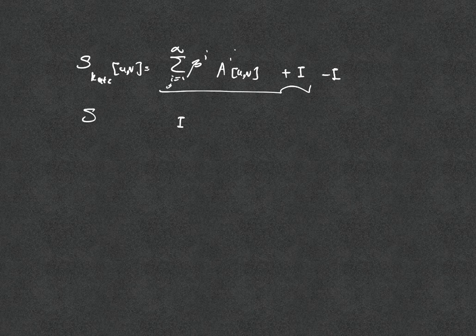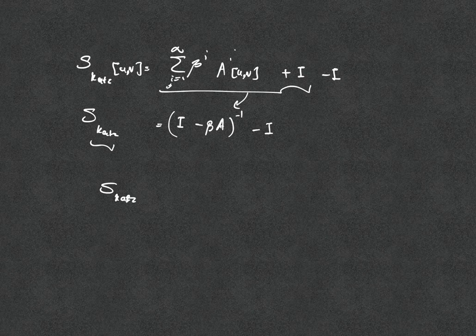So the value for the S Katz of u and v would be this minus I. And this new S Katz is going to be a member of R to the power of cardinality of the set of nodes squared. This is the cardinality of the set of nodes, and this is going to be a full matrix of node similarity.